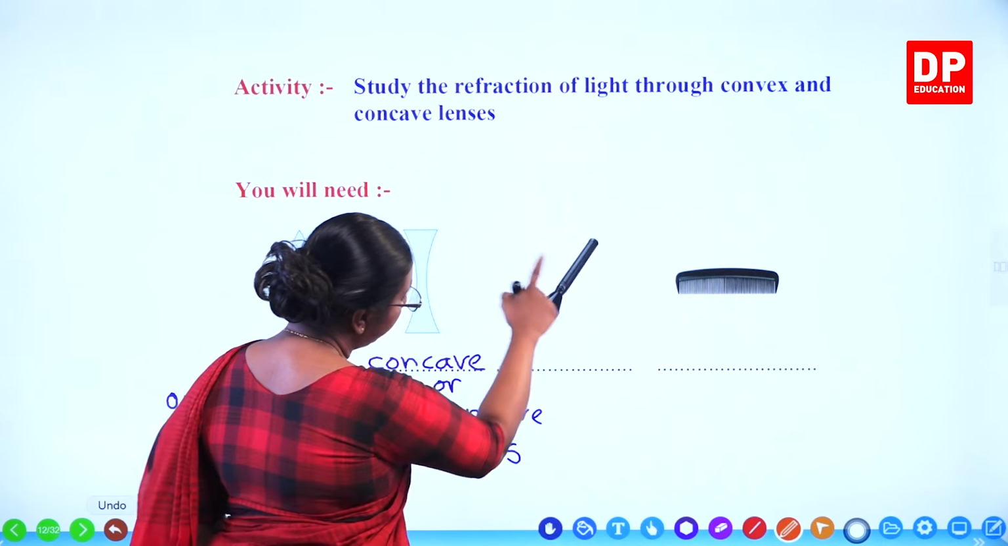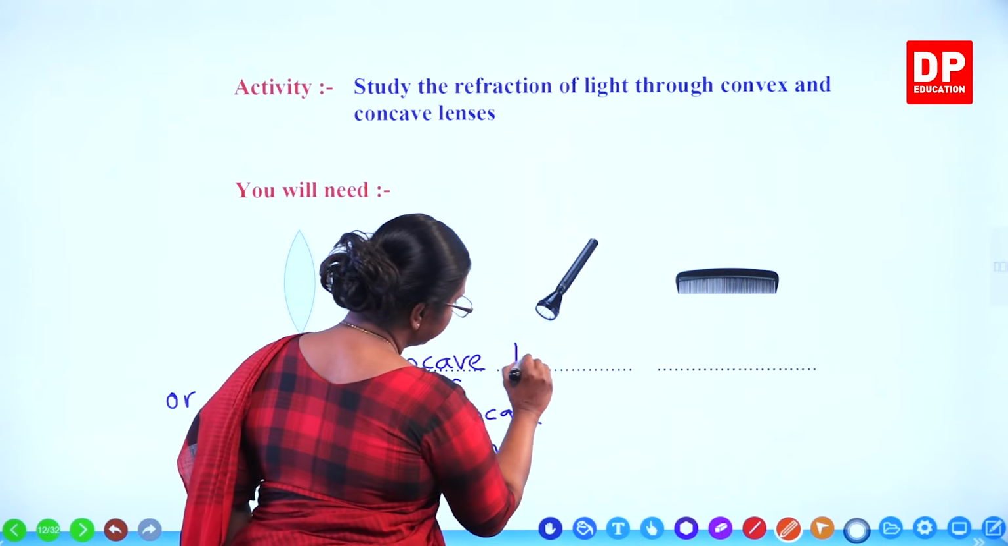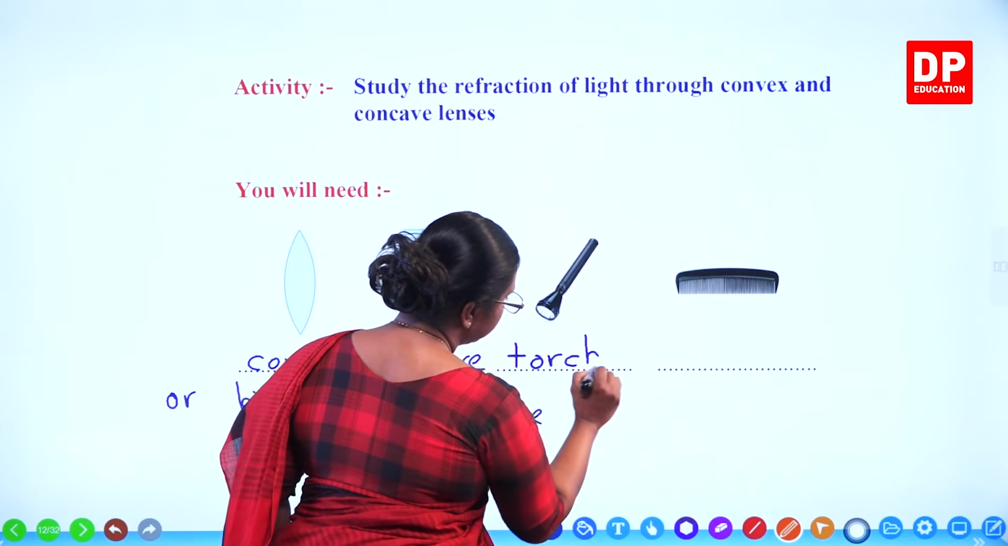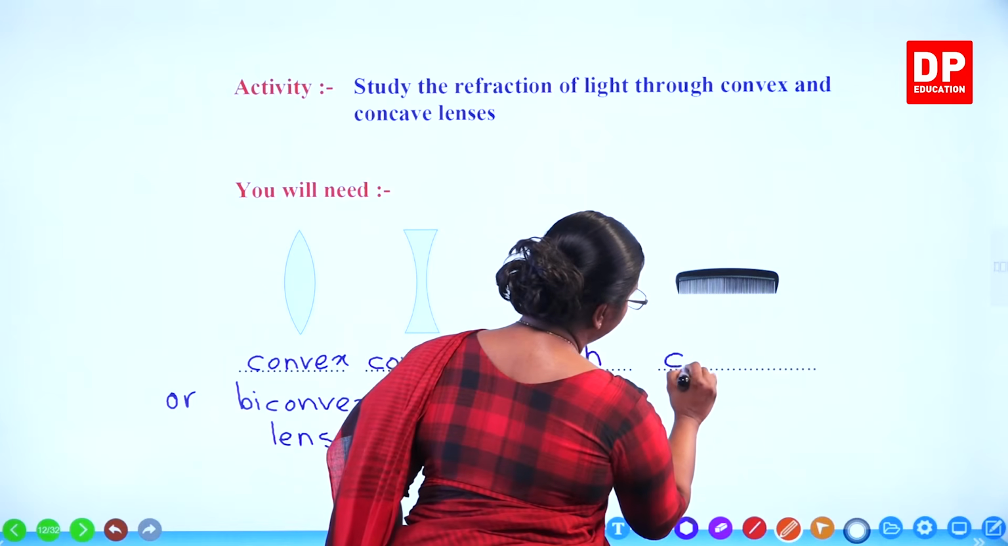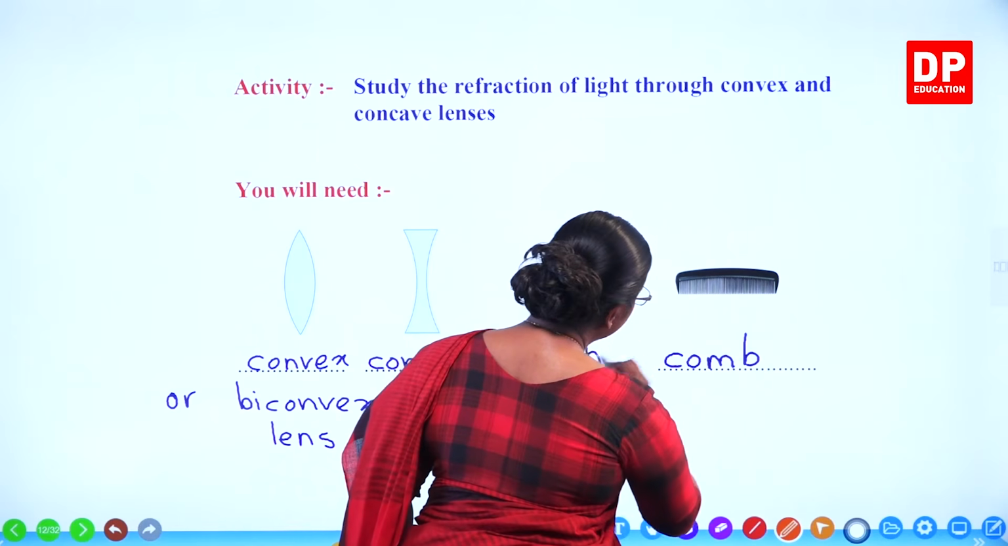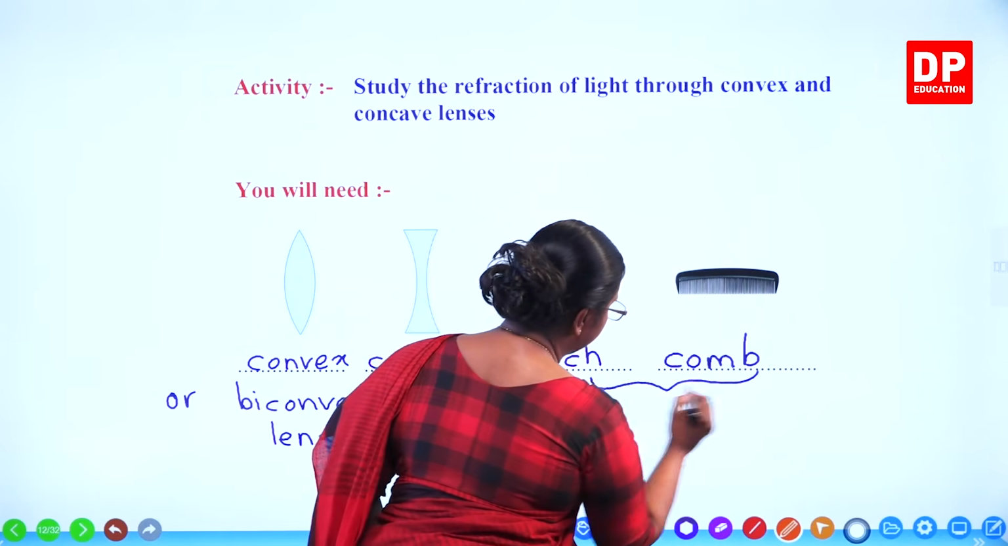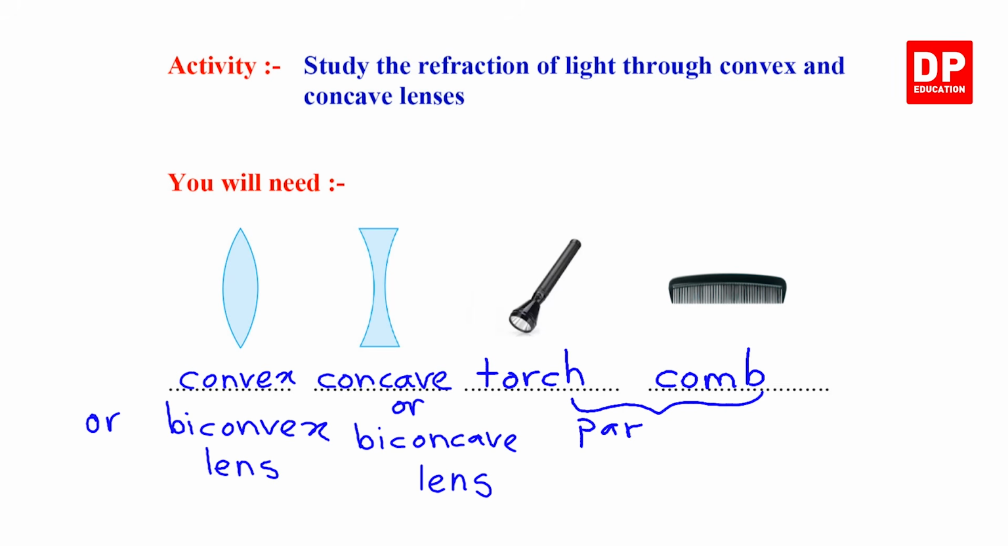We need a torchlight, that is a light source, a torch. Then we need a comb. Now we need these two to generate a parallel beam of light.